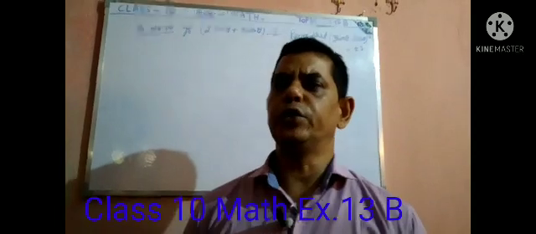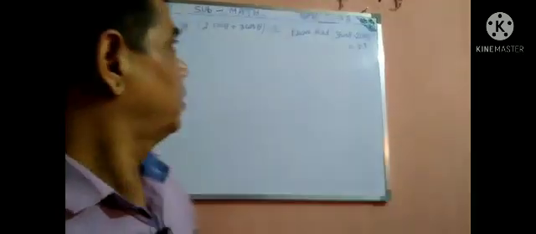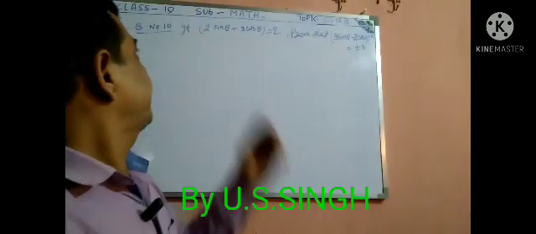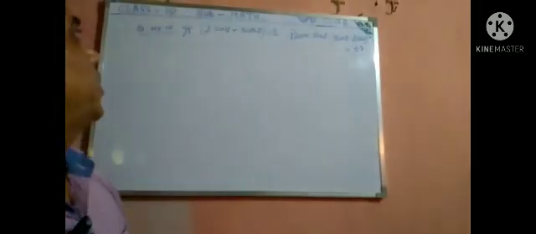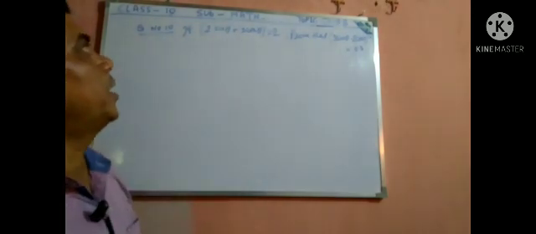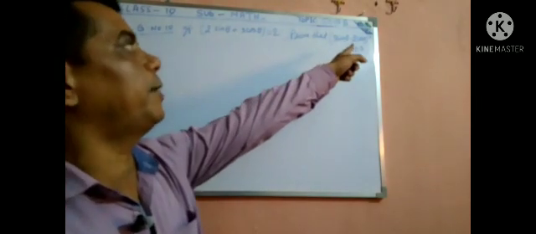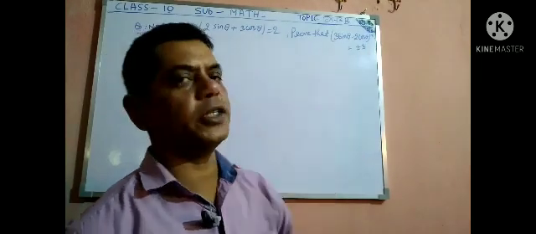Today I teach you math, exercise 13B. Take question number 10. If 2 sin theta plus 3 cos theta is equal to 2, prove that 3 sin theta minus 2 cos theta is equal to plus minus 3. So take first these things.